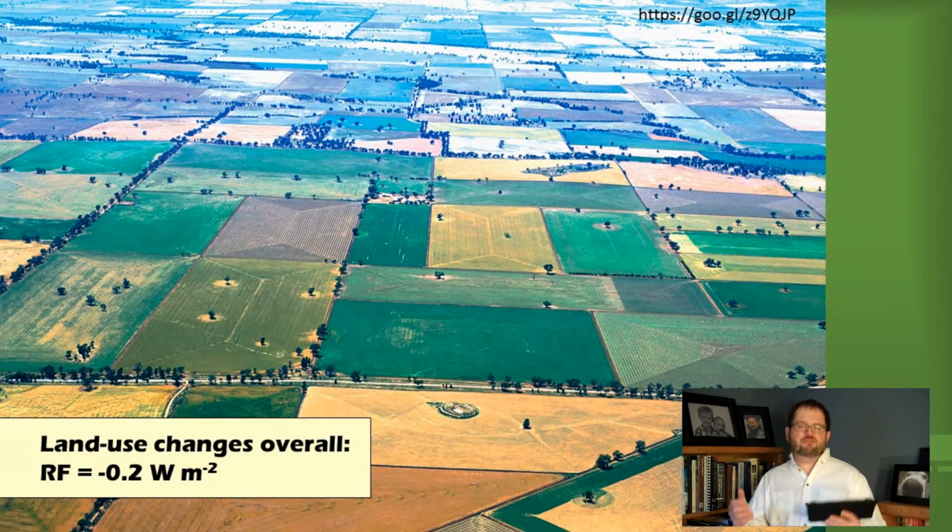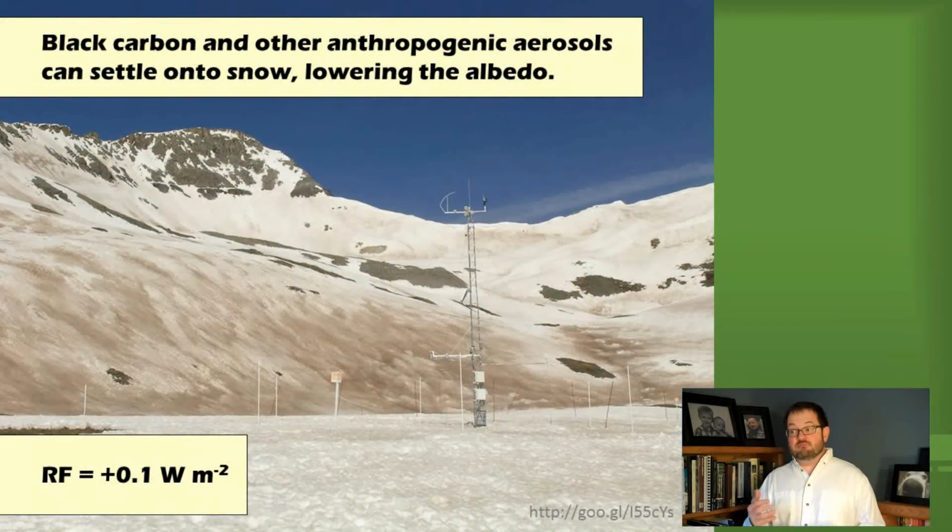But overall, if we took a look planet-wide at the changes in albedo, it looks like since the Industrial Revolution, we have overall increased the albedo of the planet by the way that we use land. And it's not a small radiative forcing. In fact, it adds up to negative 0.2 watts per square meter. That's a big change.